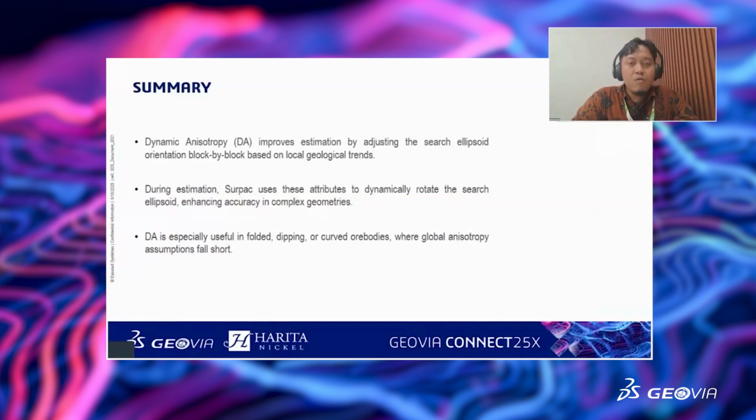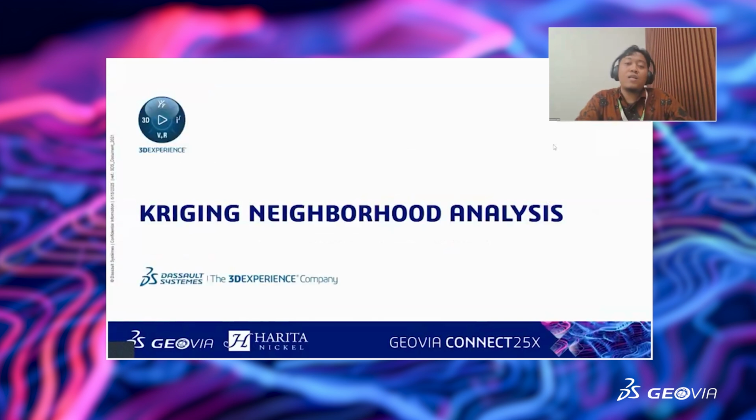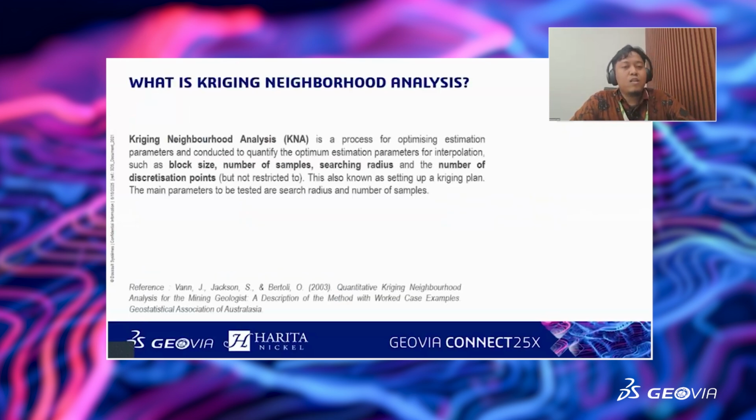Something like that. After that, I will talk about the Kriging neighborhood analysis in GeoVia Surpac. So how do we perform the KNA in GeoVia Surpac? What is the Kriging neighborhood analysis? The Kriging neighborhood analysis is the process of optimizing the estimation parameters to quantify the optimum estimation parameters for the interpolation. The Kriging neighborhood is an important step in the resource estimation workflow, where we evaluate and optimize key parameters for the interpolation. The goal here is to define the most appropriate settings that will give us a reliable and unbiased grade estimation.